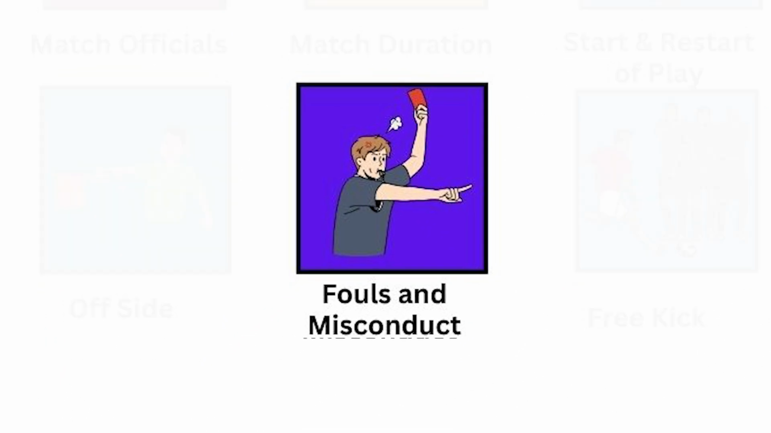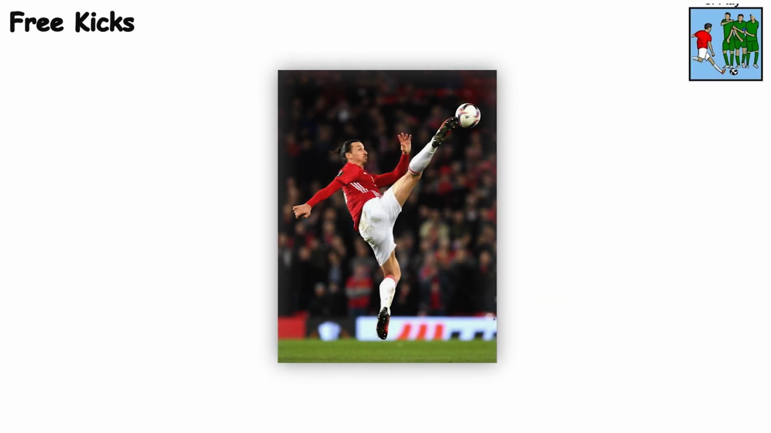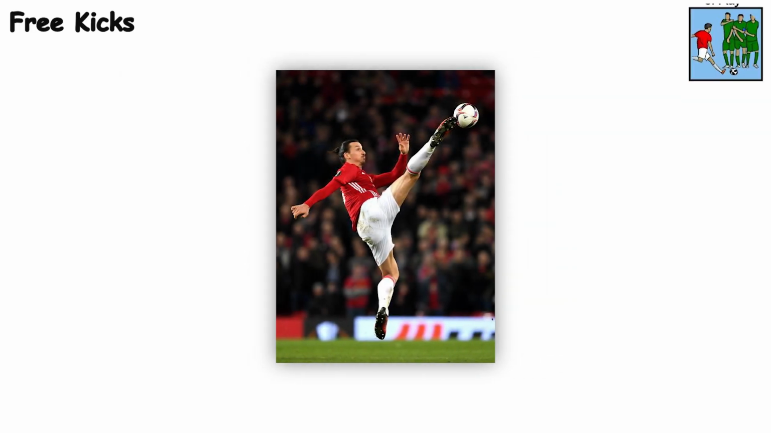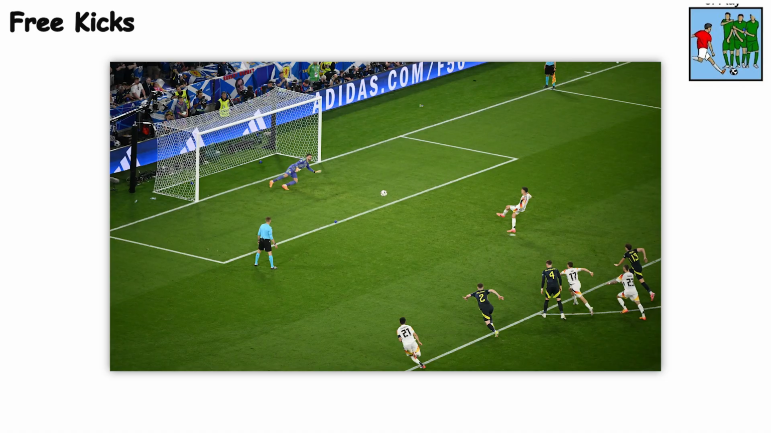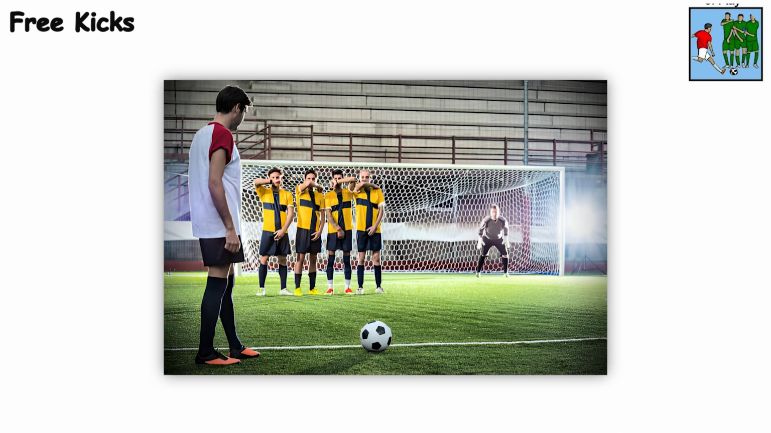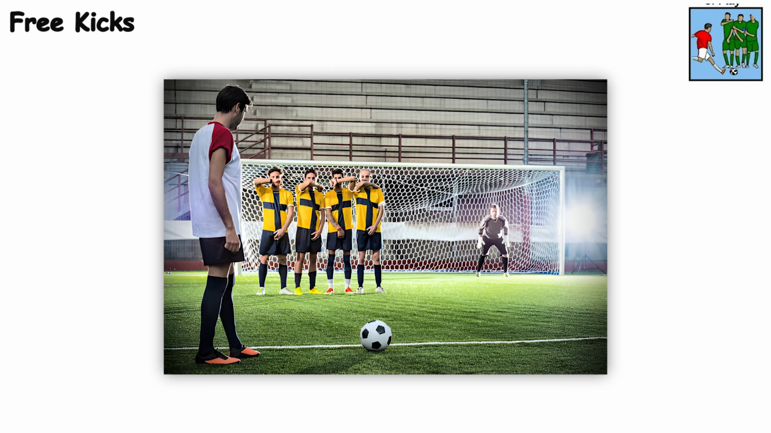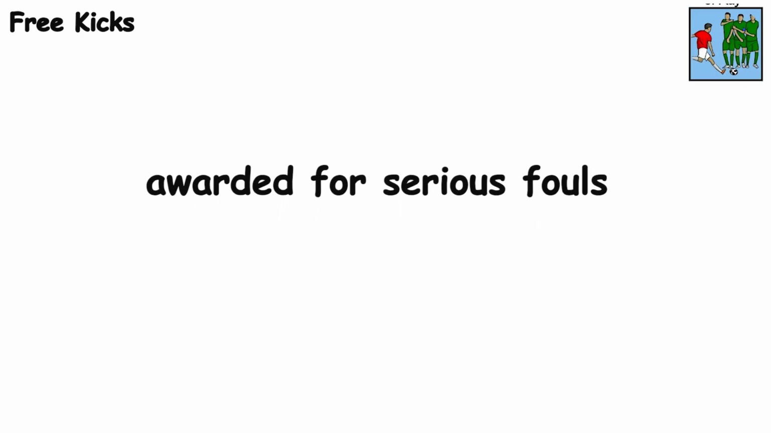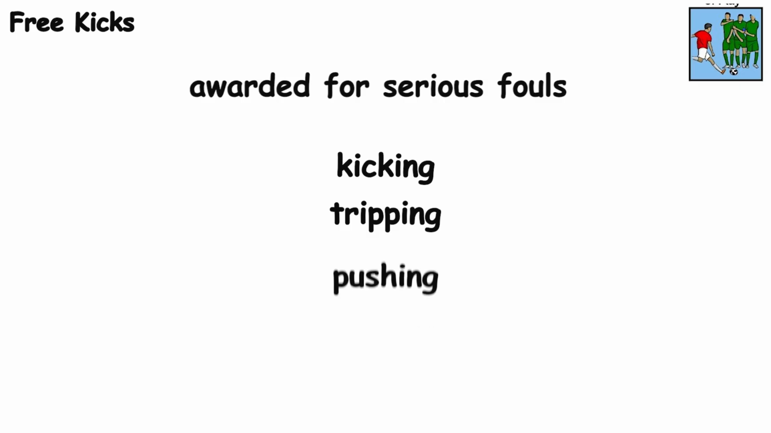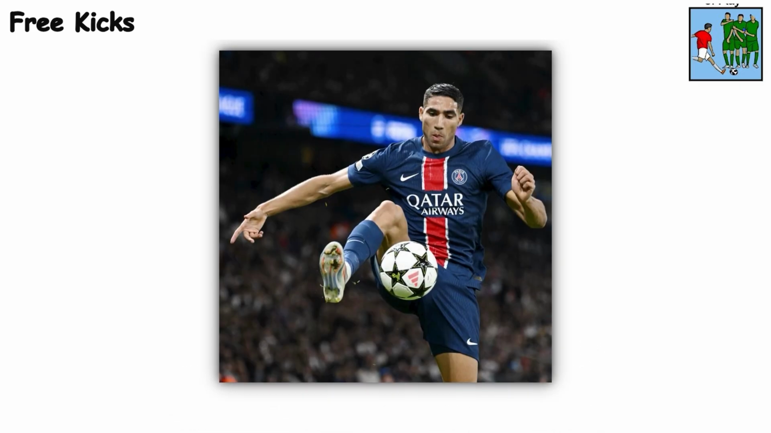Law 13. Free kicks. Free kicks are awarded when play is stopped for fouls or rule infractions. There are two types: direct and indirect free kicks. A direct free kick can result in a goal if the ball goes directly into the net without touching another player. It is awarded for serious fouls such as kicking, tripping, pushing, or handling the ball deliberately. If a direct free kick offense happens inside a team's penalty area, the opposing team gets a penalty kick instead.